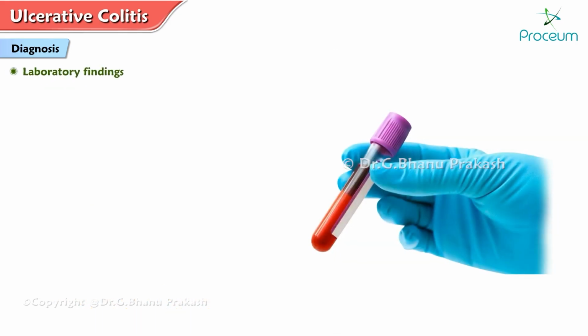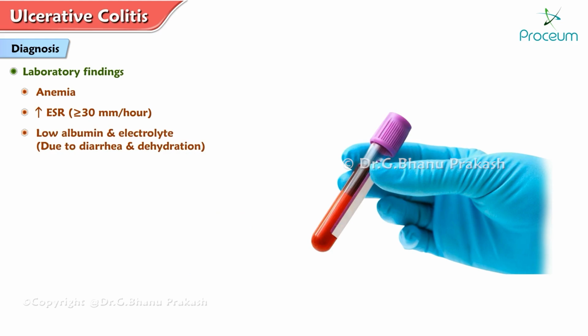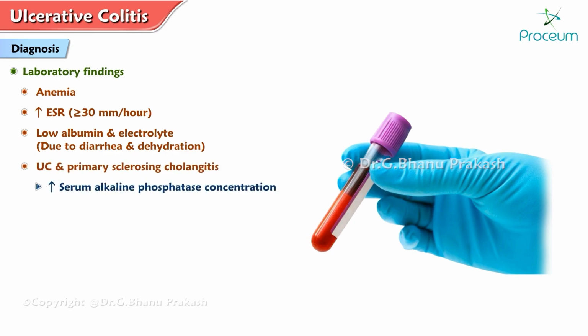Laboratory findings. Patients with severe ulcerative colitis may have anemia, an elevated erythrocyte sedimentation rate greater than or equal to 30 millimeters per hour, low albumin, and electrolyte abnormalities due to diarrhea and dehydration. Patients with ulcerative colitis and primary sclerosing cholangitis may have an elevation in serum alkaline phosphatase concentration. Perinuclear anti-neutrophil cytoplasmic antibodies have 92% specificity for ulcerative colitis.